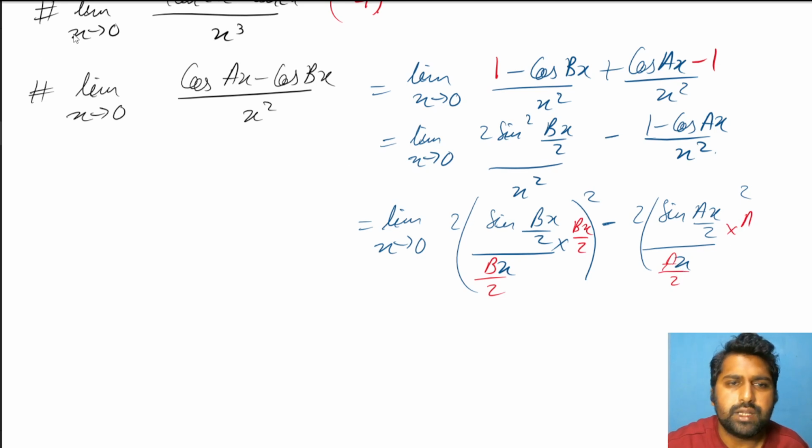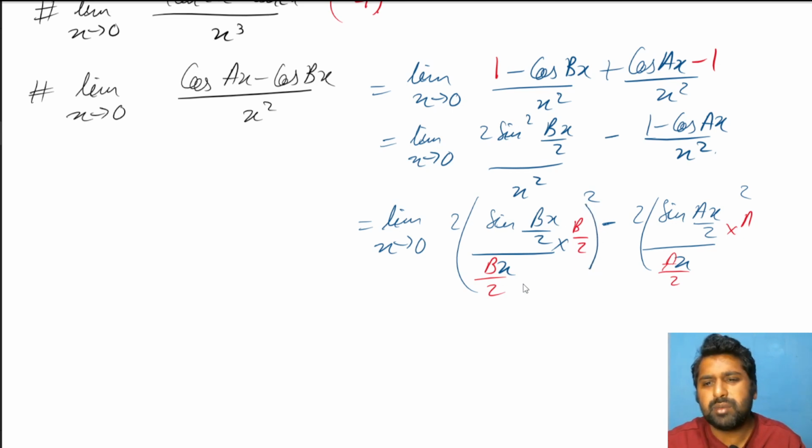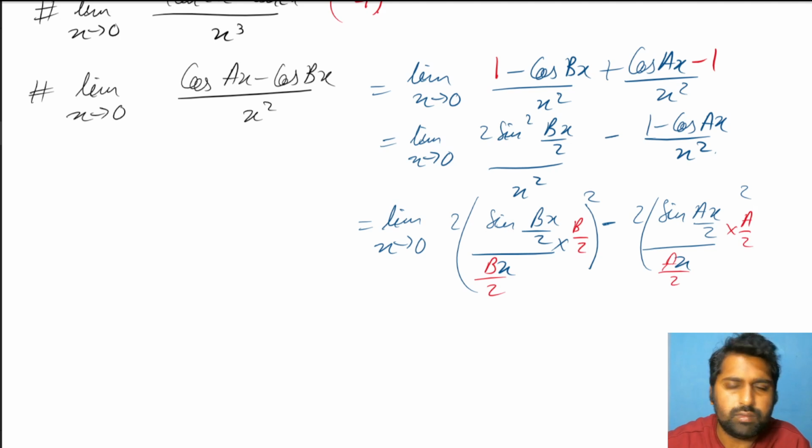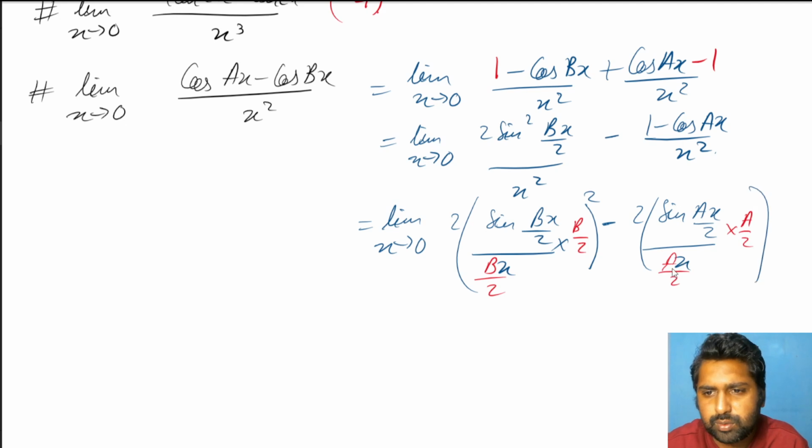I've adjusted only b by 2, so I'll write b by 2 in the numerator. Same thing here: a by 2 in the denominator, so a by 2 in the numerator as well.